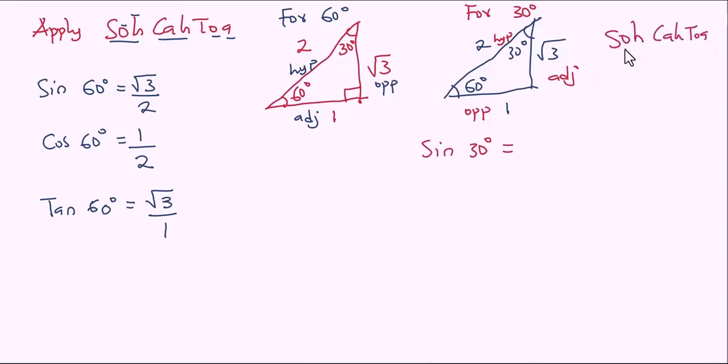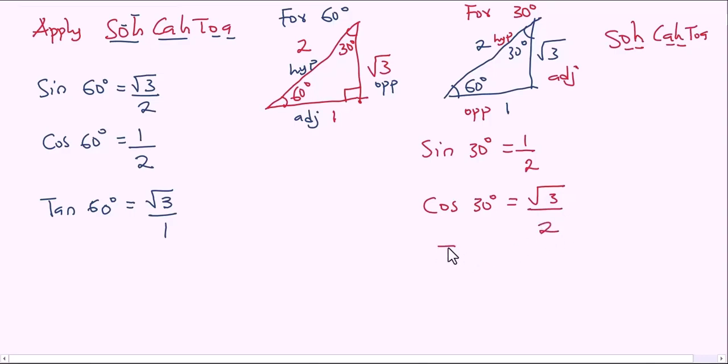SOHCAHTOA. Sine is opposite over hypotenuse. What is the opposite? The opposite is 1, and the hypotenuse is 2. Then cos 30 degrees is adjacent over hypotenuse. So what is the adjacent? The adjacent is root 3, and the hypotenuse is 2. And then tan 30 degrees is opposite over adjacent.